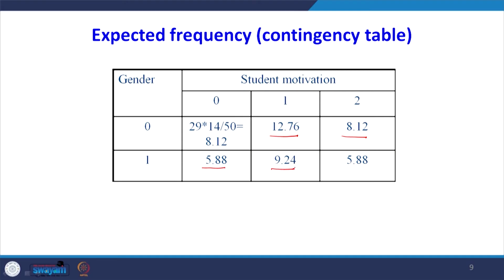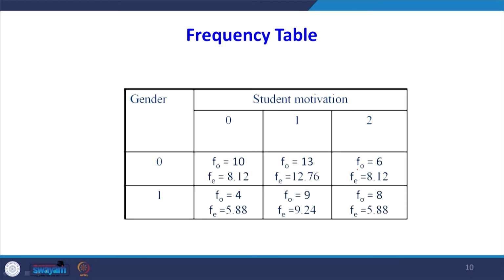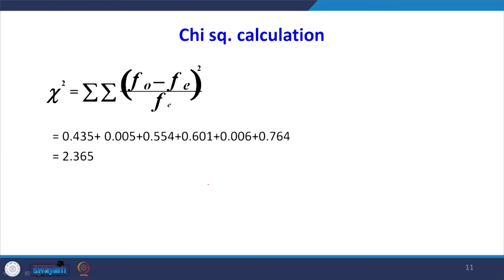5.88, 9.24, 5.88. One important assumption is that the expected frequency should be more than 5 in all the cells. Here, the expected frequency is more than 5 in all cells, so we can continue our calculation. I have written FO for observed frequency and FE for expected frequency. For each cell we know the observed and expected frequency.